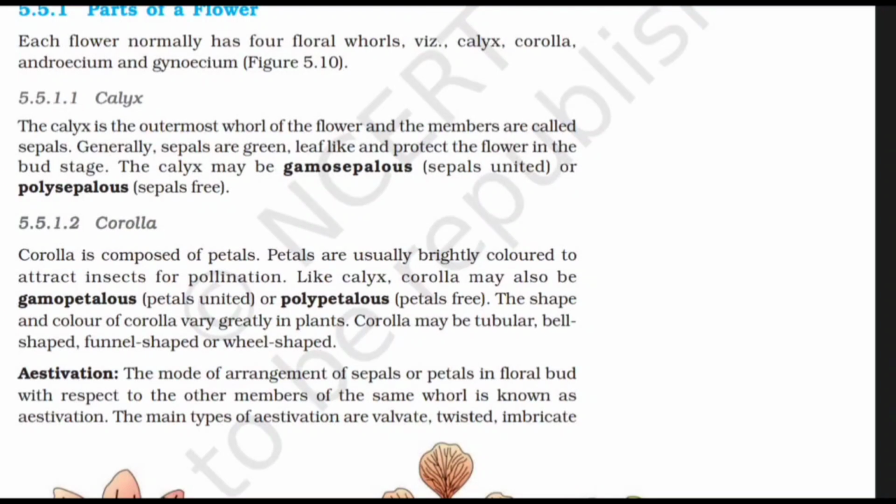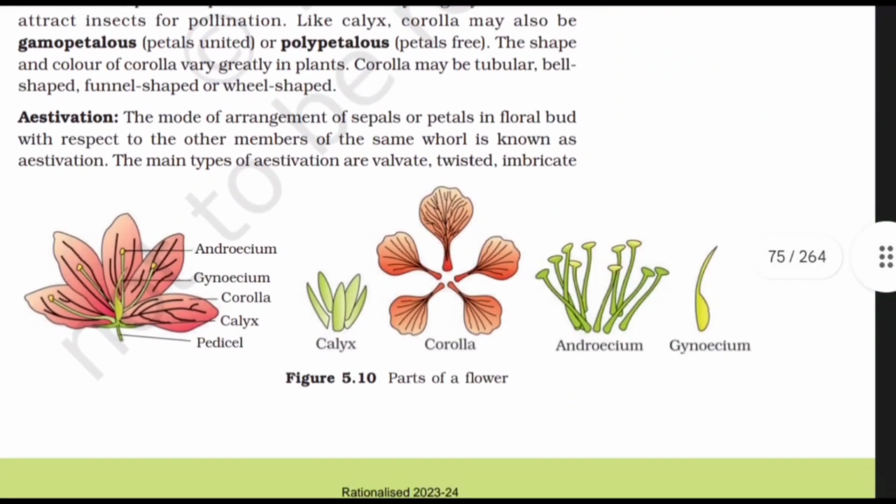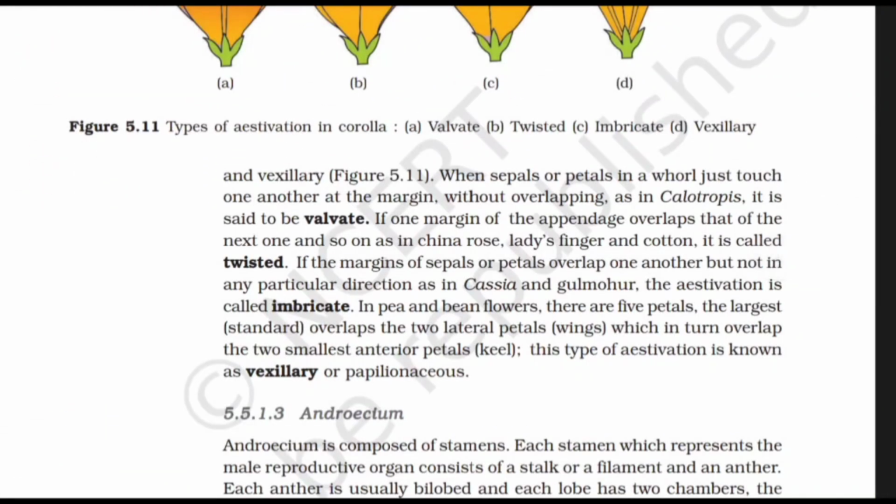Aestivation. The mode of arrangement of sepals or petals in a floral whorl with respect to the other members of the same whorl is known as aestivation. The main types of aestivation are valvate, twisted, imbricate, and vexillary. When sepals or petals in a whorl just touch one another at the margins without overlapping, as in Calotropis, it is said to be valvate.